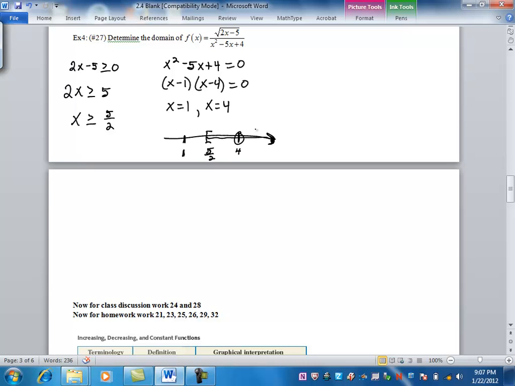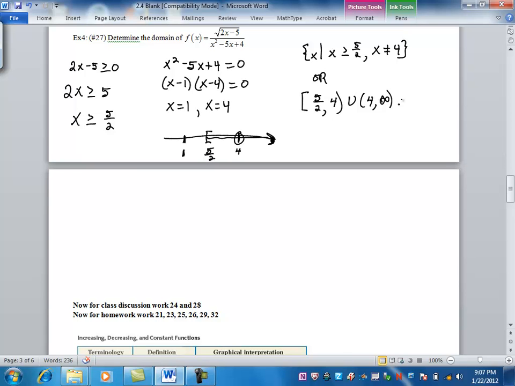So when we get ready to write our domain here, guys, there's a couple different ways we could do this. We could use one of my favorite notations, what we call set builder notation. This is the set of all x such that x is greater than or equal to 5 halves and x can't be 4. Or some notation that you may be more comfortable with. We'll give you the choice. I don't really care which way we go here. We can go with all reals from 5 halves to 4, parenthesis on 4 now because we can't include it, and then again from 4 to infinity.